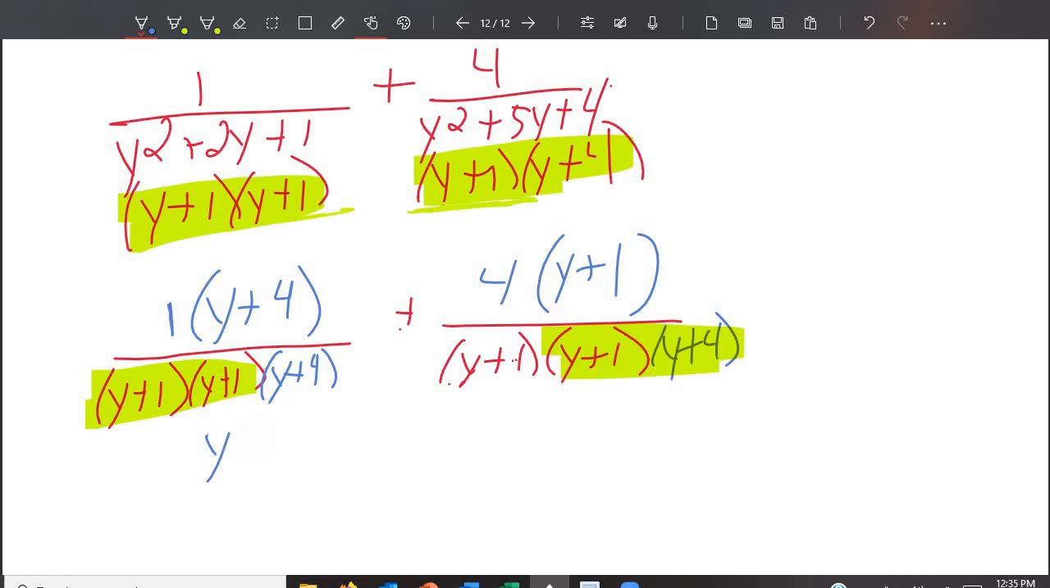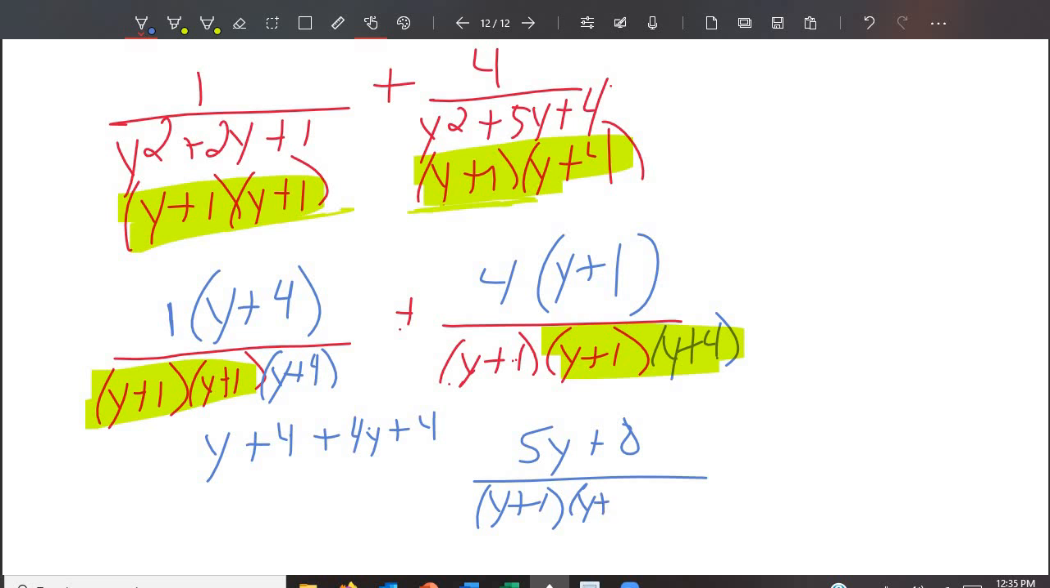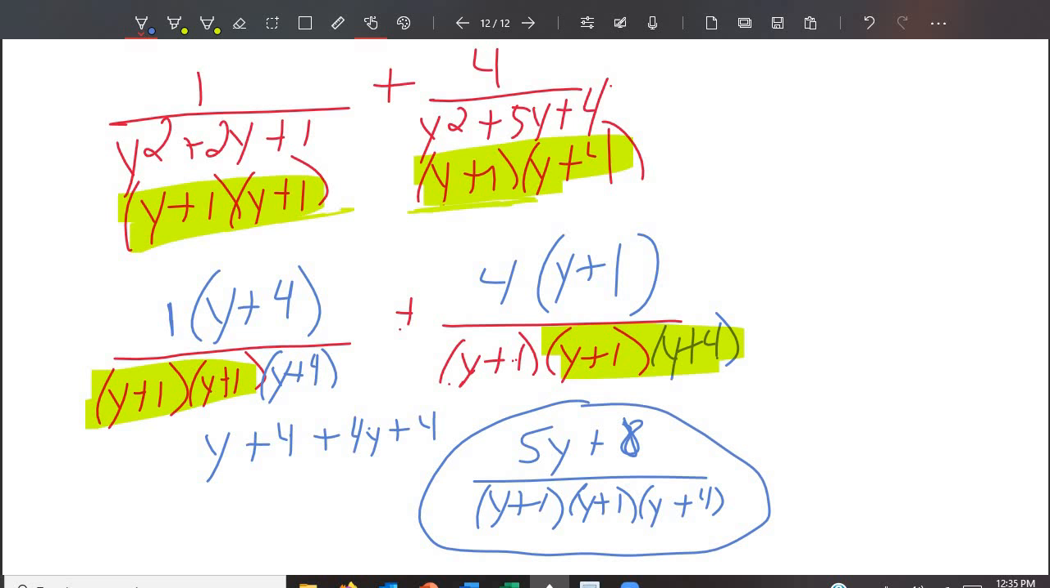Do the distributive property and add like terms. We're going to get 5y plus 8 over y plus 1, y plus 1, y plus 4. There's nothing else I can do. That's the final answer. You just got to be patient on these. They do take a little while. Got to pay attention.